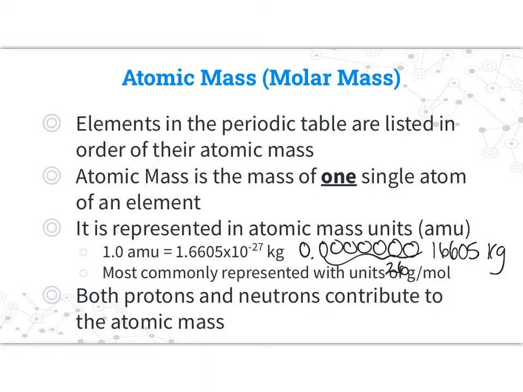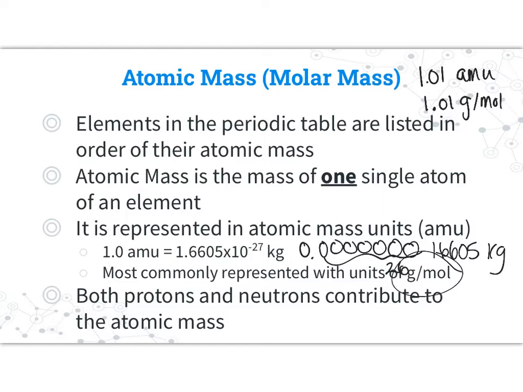Most are commonly represented with units of grams per mole. So for instance, the atomic mass of hydrogen is 1.01. So we could say that's 1.01 AMU, but most often in chemistry, we will say that is grams per mole. You don't need to understand that unit yet. It just is the unit of atomic or molar mass.